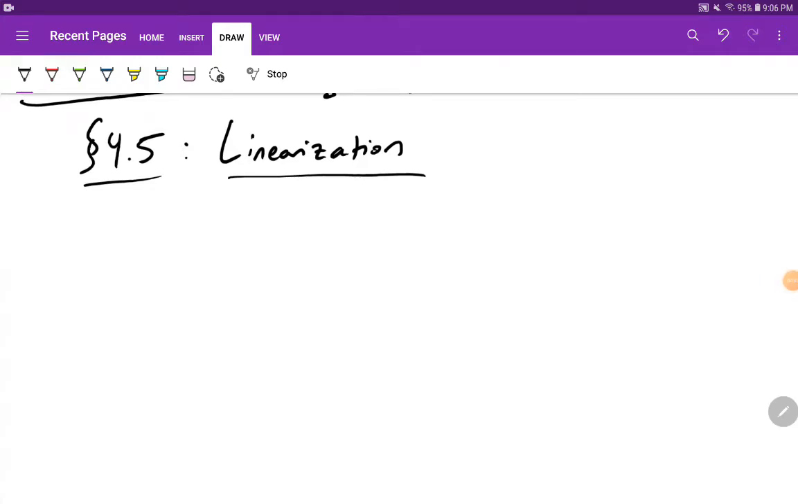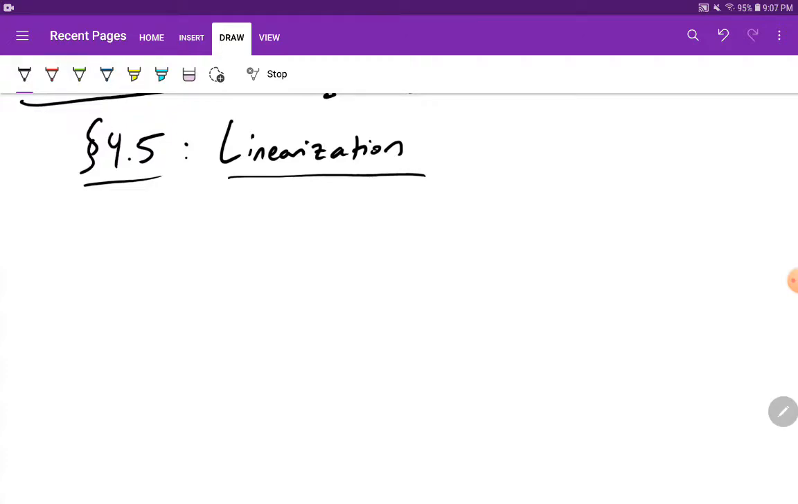We are here in section 4.5 learning about linearization. It is a really, really cool tool. It may not be the most practical thing, but it is a really cool usage of derivatives, and all of this slope at a point and tangent line stuff really comes to fruition with this applicable technique that we're about to talk about.